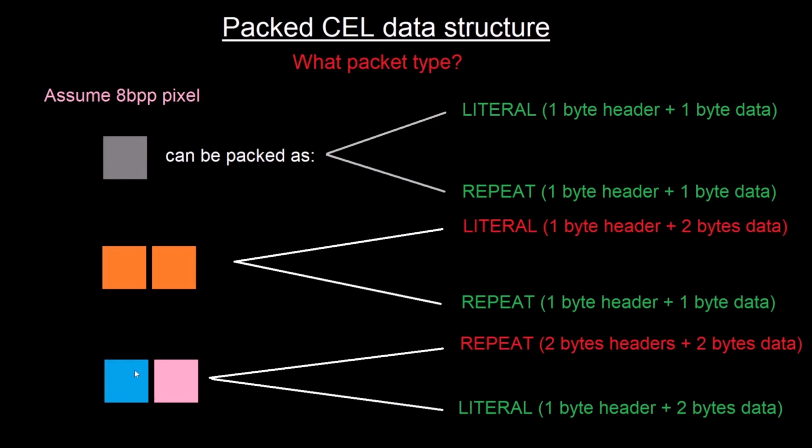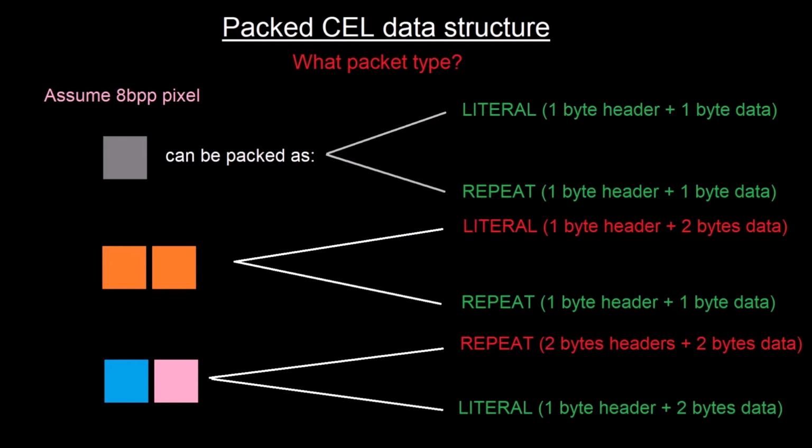So it is better to store a sequence of 2 different pixels as a literal. 1 byte header to say I'm going to give you 2 pixels next, and just write them as they are. That's 3 instead of 4, and here it's 2 instead of 3. And here is the thing. You would say, if 2 or more pixels are the same color, obviously it's better to use the repeat packet type. Not always, and so it depends.